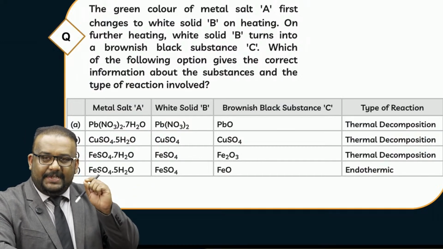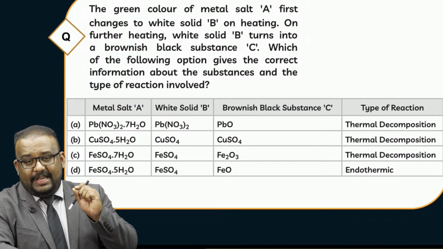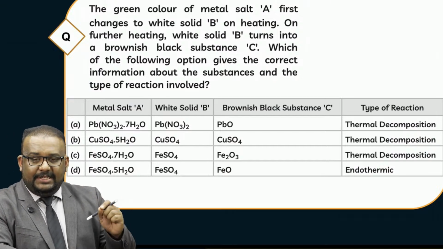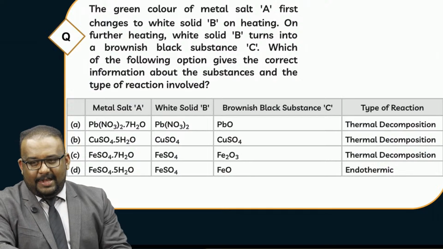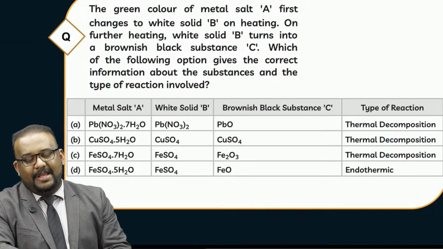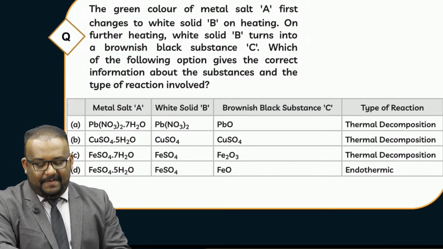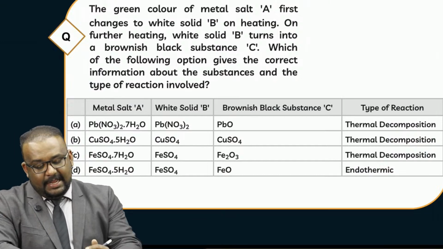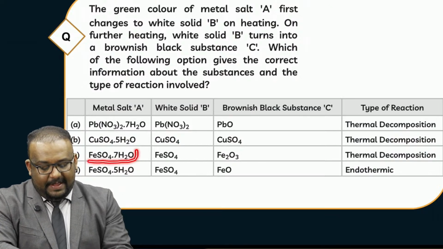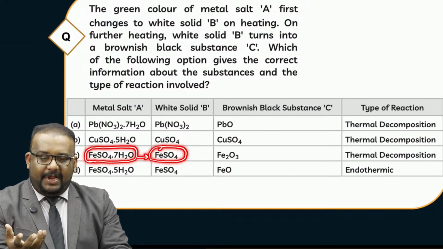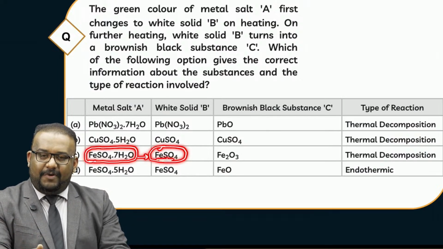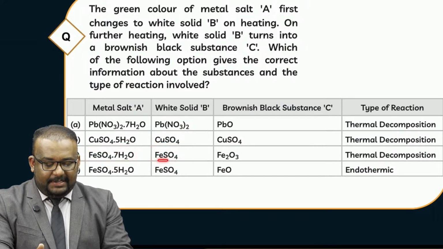From the start of the question itself, it is very evident that the green color of the metal salt changes into white. You have studied one of the most important green colored salts whose thermal decomposition reaction was covered, right? Which is that salt? It is ferrous sulfate heptahydrate, FeSO4.7H2O. This will be the green colored salt. When you heat a hydrated salt, the water of crystallization will vaporize, so all the water will be gone and you will have only FeSO4 left, and this FeSO4 is a white colored substance.